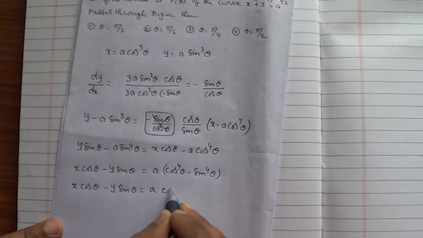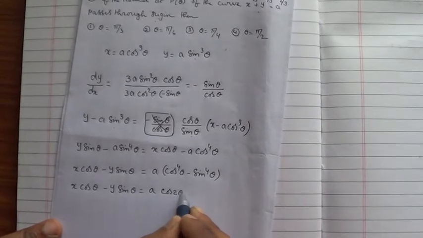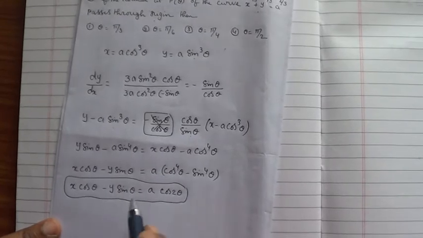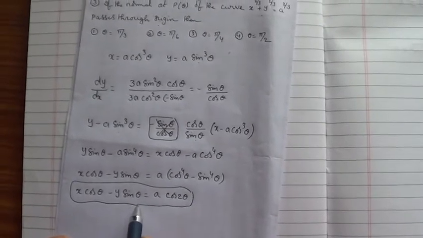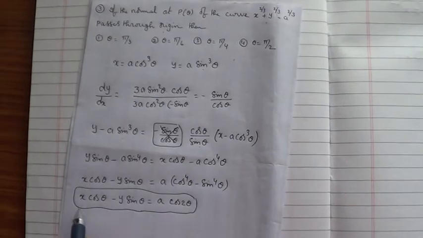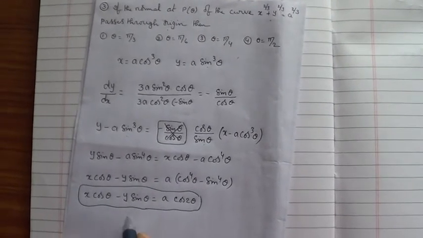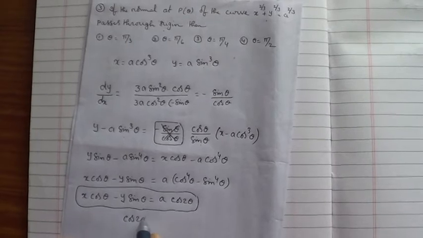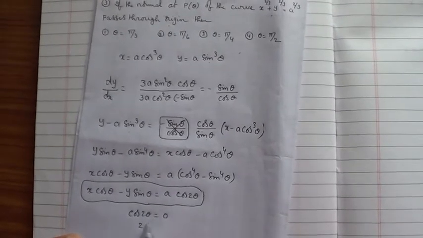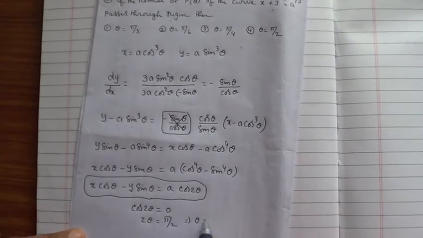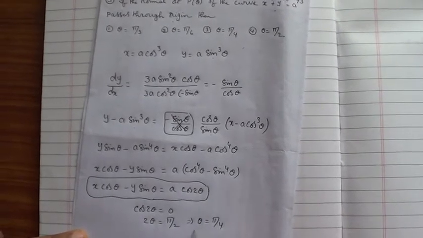That's why you will get it as cos 2 theta. This is the equation of the normal. But in the question it is saying that the normal is passing through origin. Whenever the normal is passing through origin, put x equal to 0, y equal to 0. So we are getting cos 2 theta is equal to 0. Therefore 2 theta is equal to 90, so we are getting theta is equal to pi by 4.